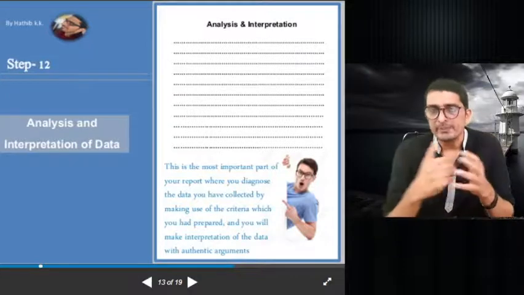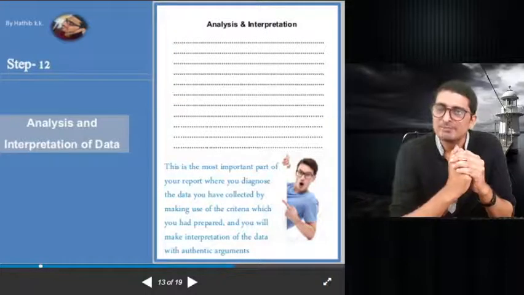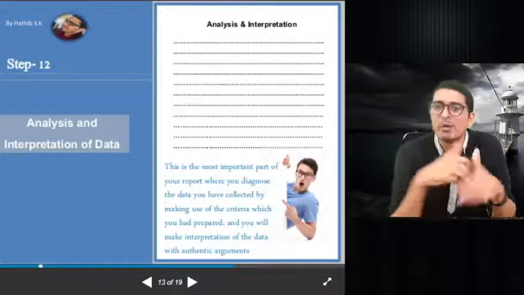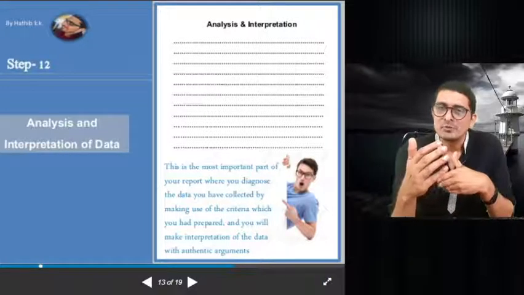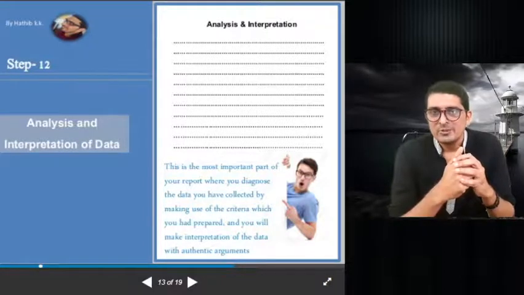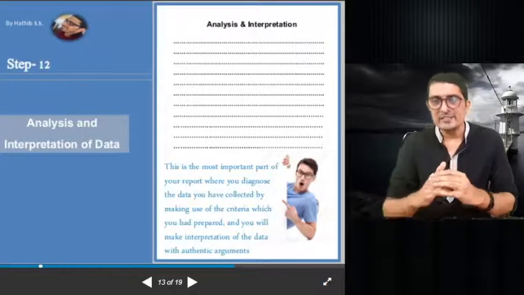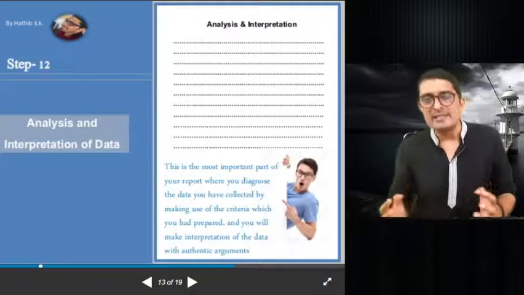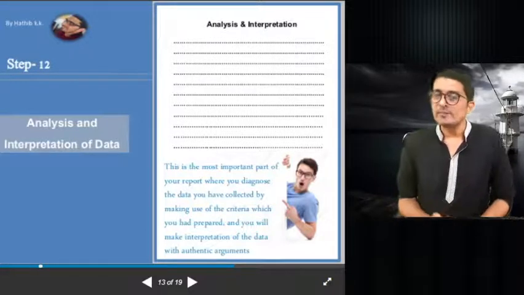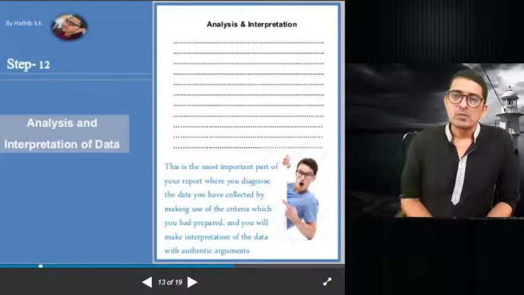Then you would make an interpretation. Most of the men prefer homely food above food outside. This interpretation you create, you make. So this is what is done in the analysis and interpretation page. First you will analyze the data, then you will interpret by using your logic, by using some systematic process.